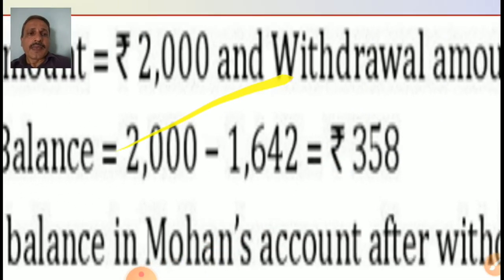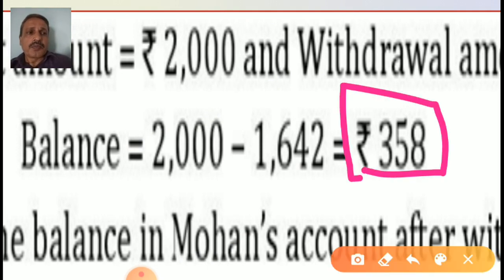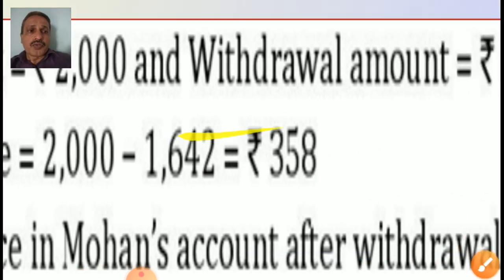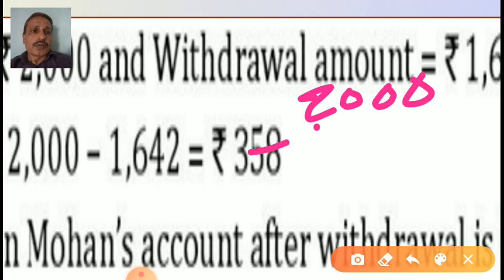1642. So whenever we subtract this number, we will find 358 rupees balance with Mohan. So we can say withdrawal comes with the minus sign. Do you know how to subtract, or do you want me to show it here? Let's do it. I will show you the subtraction. 2000 minus 1642.